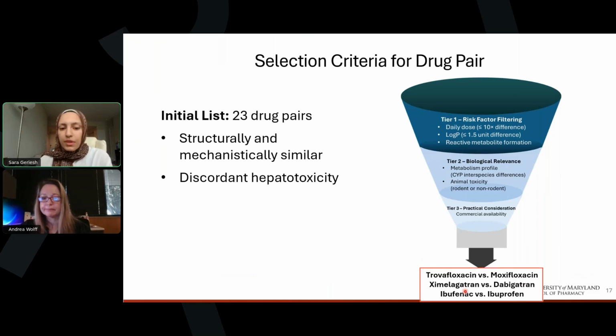So we came up with an initial list of pairs for the testing in these models, which are trovafloxacin and moxifloxacin, dabigatran, ibufenac, and ibuprofen. But for the sake of this presentation, I'll be mainly focusing on the first one, trovafloxacin and moxifloxacin.